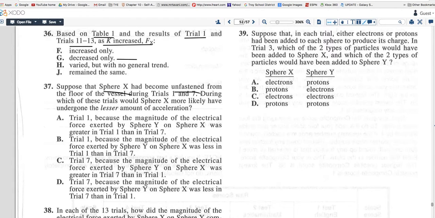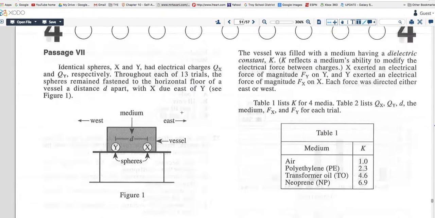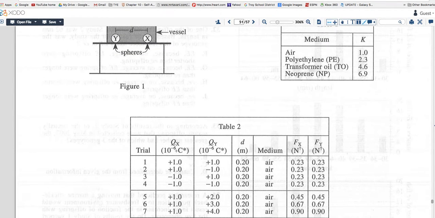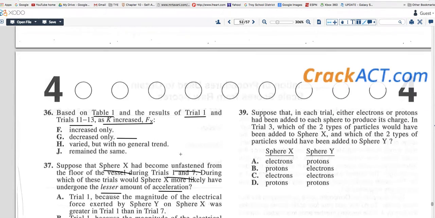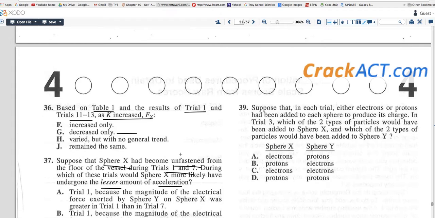And what they're saying in this question is, suppose that sphere X had become unfastened. So it's no longer being strapped to the floor of the vessel during trials 1 and 7. So underline that, trials 1 and 7. During which of the trials would sphere X more likely have undergone a lesser amount of acceleration? So when I have a charge, they use coulombs. When I have a charge that is -1 coulombs and -1 coulombs, they're going to push each other. But if I have one that's -1 and -4, it's going to accelerate faster.